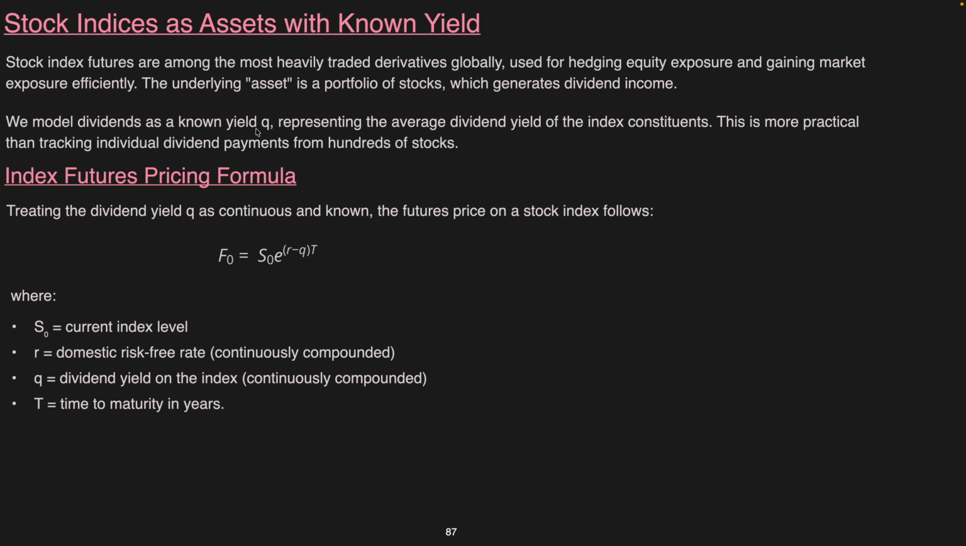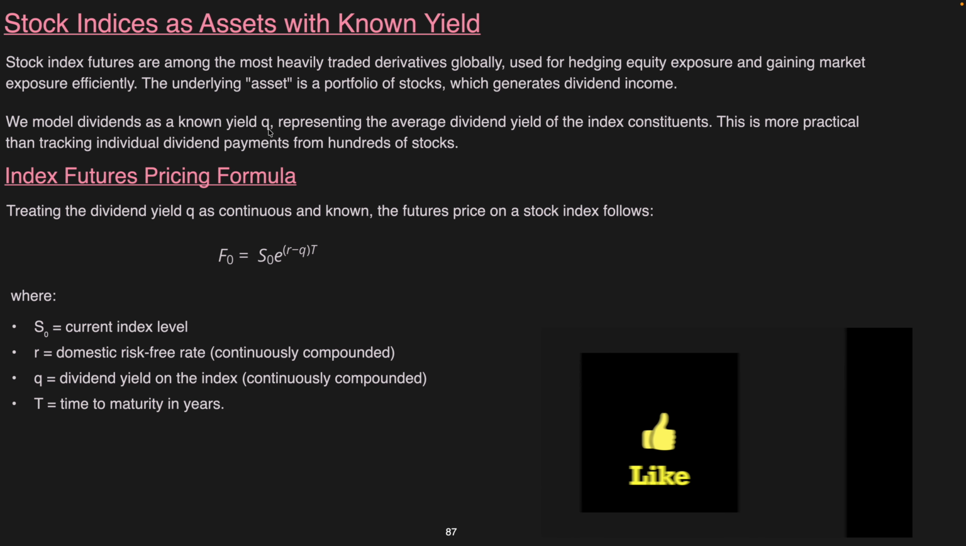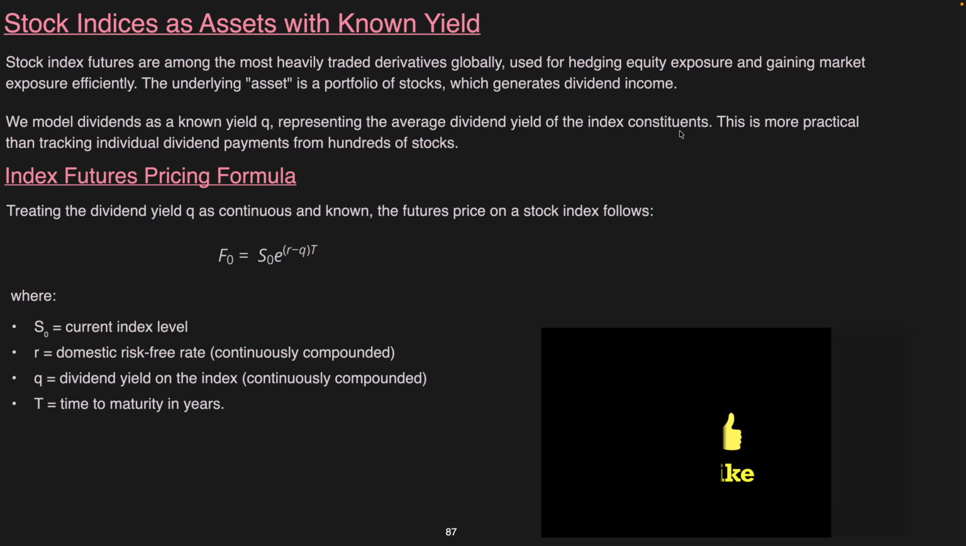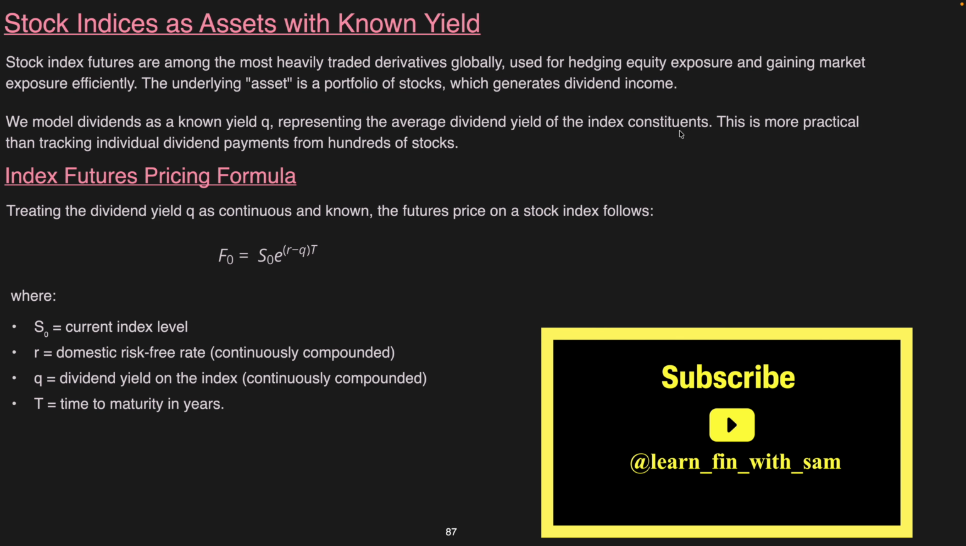They are going to consider the dividends which have been received as a percentage of the spot price of the contract. That is called yield Q. So we model dividends as a known yield. Known yield Q represents the average dividend yield of the index constituents. Index constituents means the stocks which form part of the index which are giving dividends.